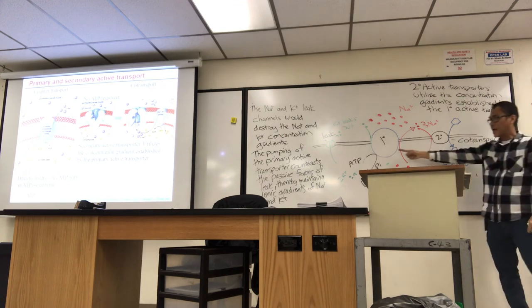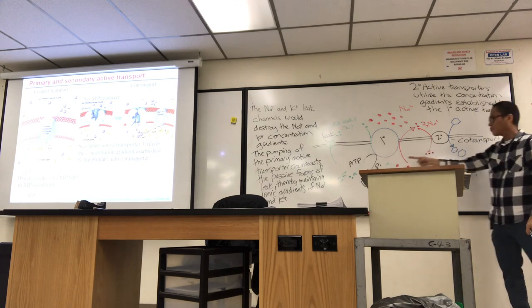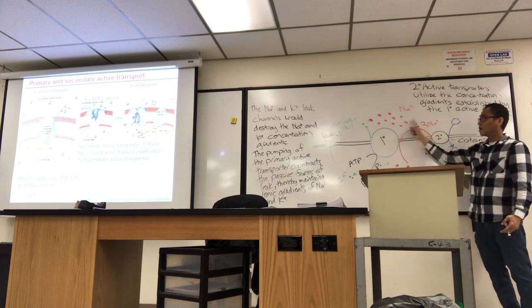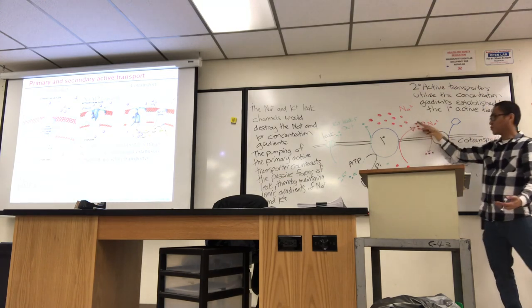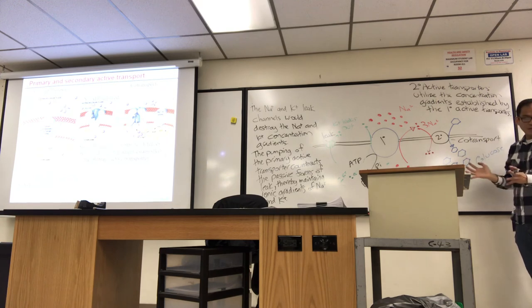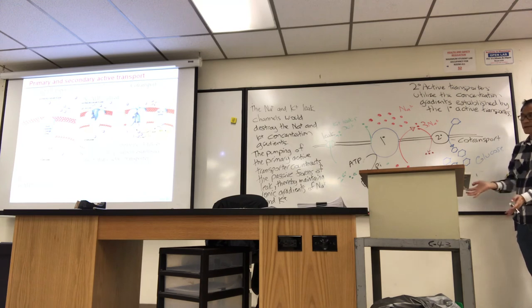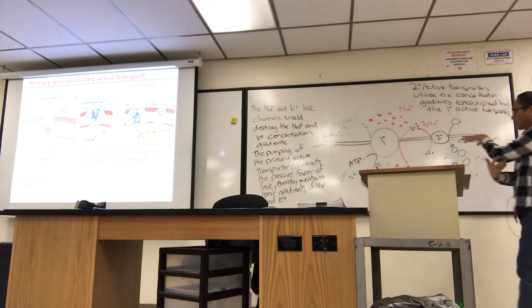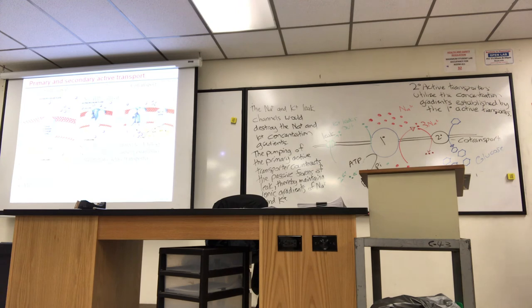The primary had to burn ATP to accomplish its job, but did the secondary have to burn ATP? Yes or no? The answer is no. Where did the energy come from? It came from the sodium following its natural concentration gradient, and it used that energy to bring something else into the cell against its concentration gradient, and no ATP was required. So that's kind of the effect of the primary one. Are there any questions on how the primary and secondary depend on each other?